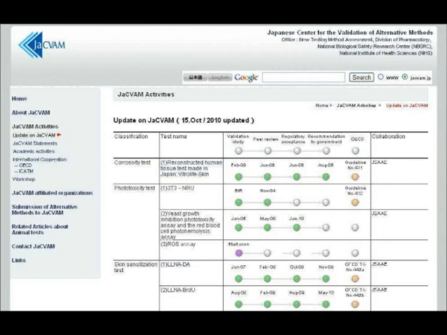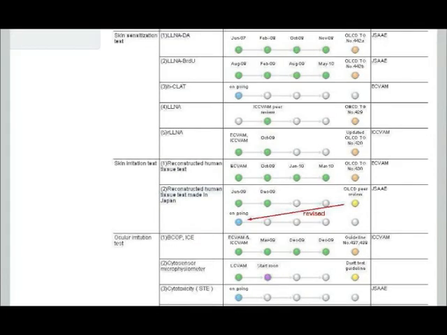Okay, if we look at a couple more of the slides from the Japanese Centre for the Validation of Alternative Methods, we can see what else they're working on and what else has got full approval. This slide shows tests for skin sensitization, which we've looked at, skin irritation and ocular irritation tests, all of which we've had a look at. You can see the timelines here. The orange dot seems to be the final dot, the highest status dot. That's the OECD test guidance dot.